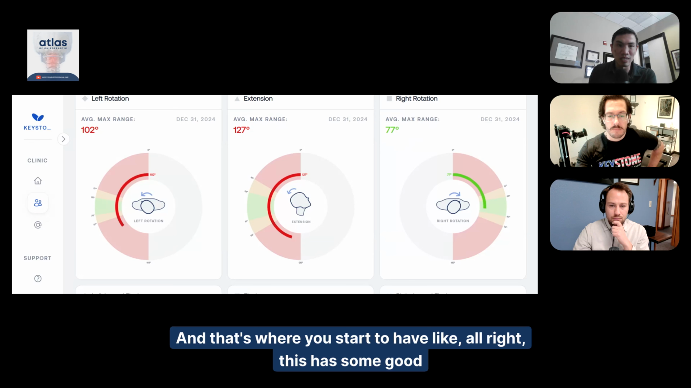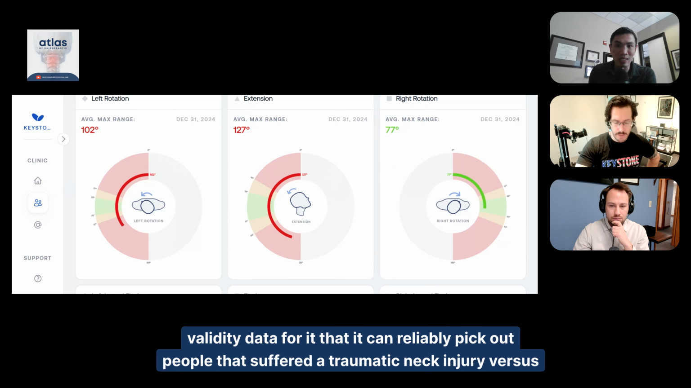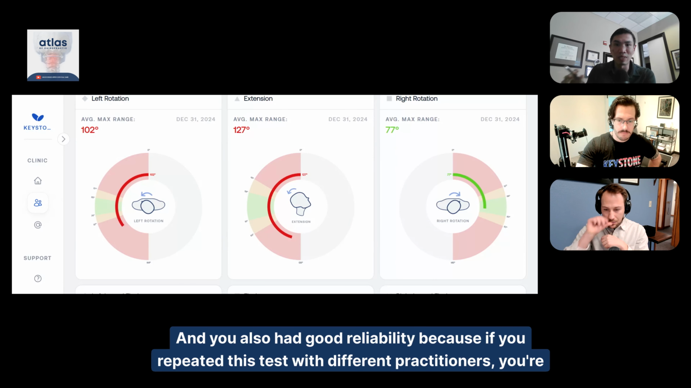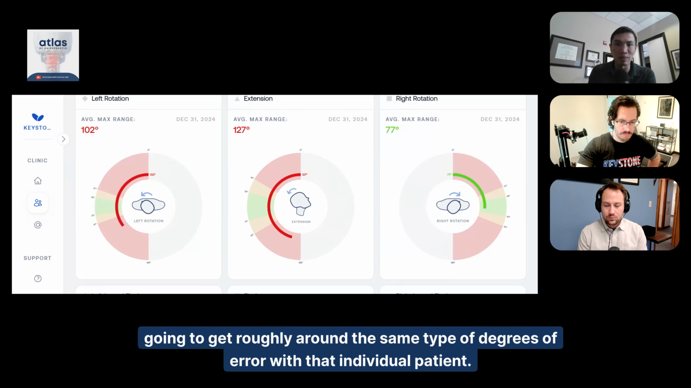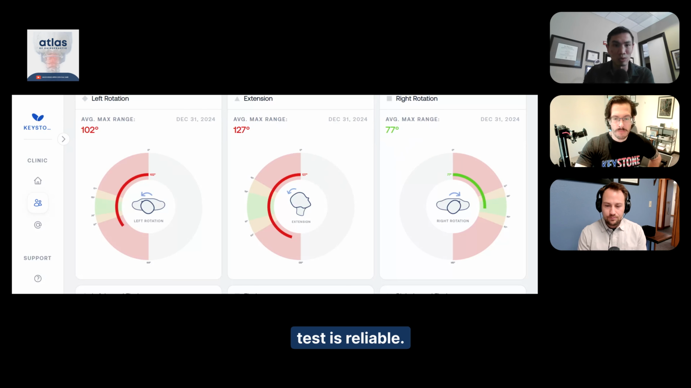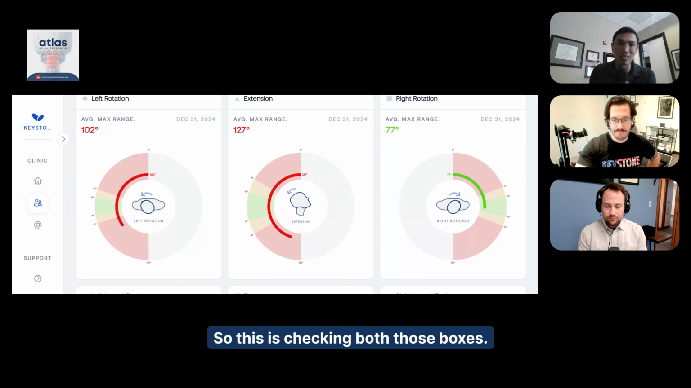And that's where you start to have like, all right, this has some good validity data for it, that it could reliably pick out people that suffered a traumatic neck injury versus people that didn't. And you also had good reliability because if you repeated this test with different practitioners, you're going to get roughly around the same type of degrees of error with that individual patient. So, one of the big things for me is I want to know that a test is valid and I want to know that a test is reliable. So, this is checking both those boxes.